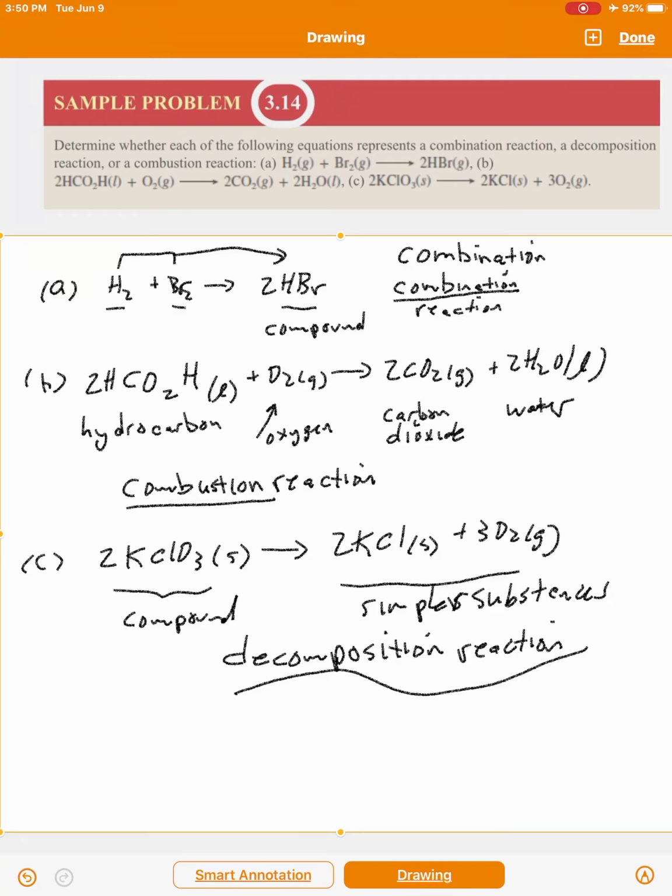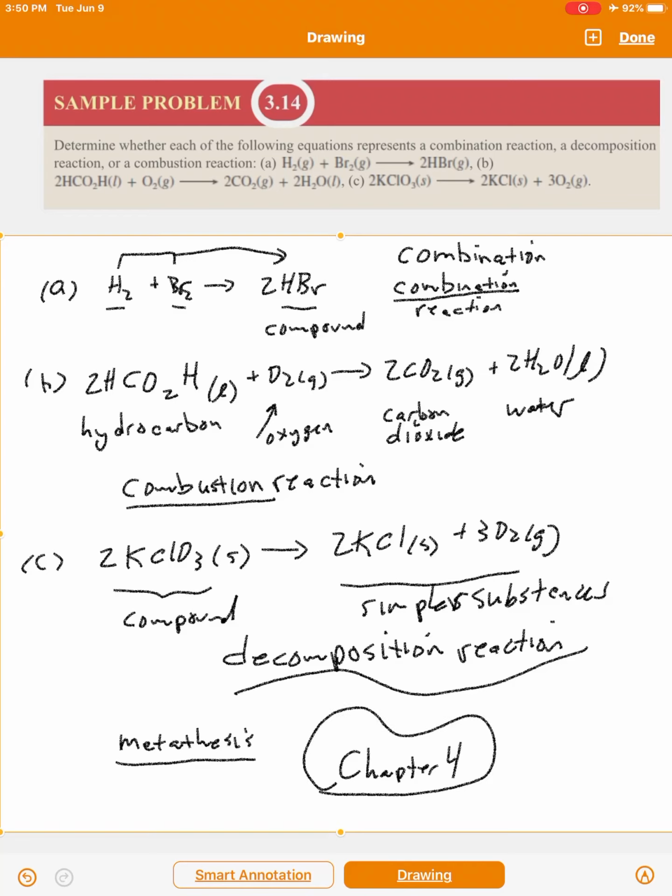Now, you may see some other different types of titles. For example, there's something called a metathesis reaction. Okay, so that's a type of reaction as well. That's not discussed in this textbook, at least not in this section here. So for this particular problem, there's only 3 different types. But what we'll see in chapter 4 is that there are different ways of categorizing chemical reactions. And so we'll look at some modern methods of analyzing types of reactions in chapter 4.